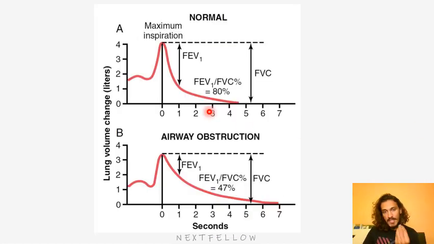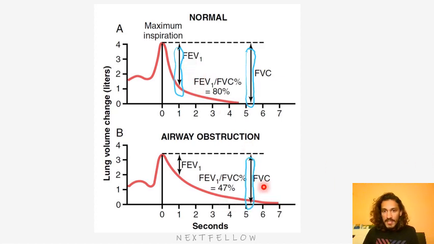So this is another depiction of the same thing. You inspired, and from there you are expiring maximally. Here the whole thing should actually go from here to here; that's why it's showing inverted. Again, you can see over here the forced vital capacity, this much volume has been expired, and this is the volume that has been expired in the first second. If you look at the ratio, FEV1 by FVC, the percentage comes to 80%. So 80% of the total volume has been expired in the first second.